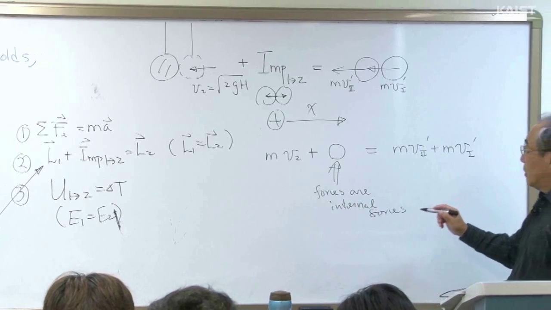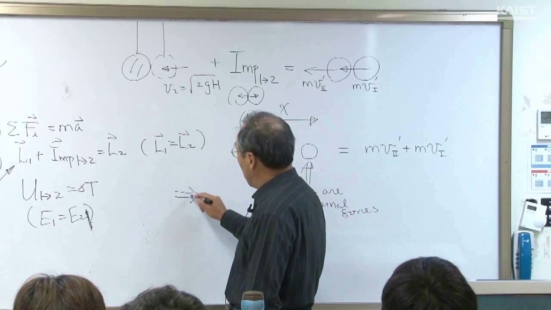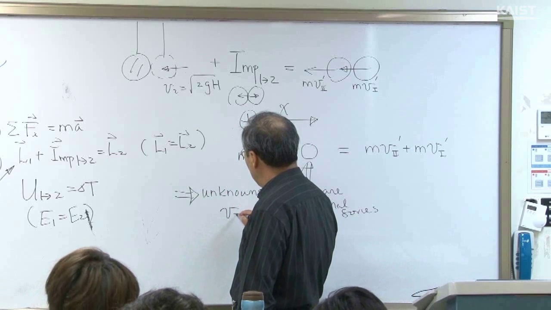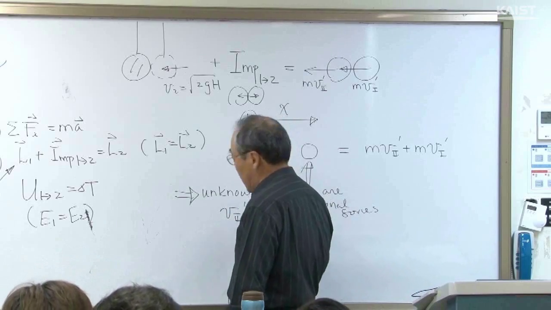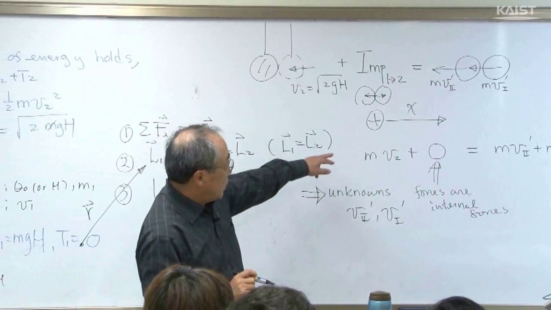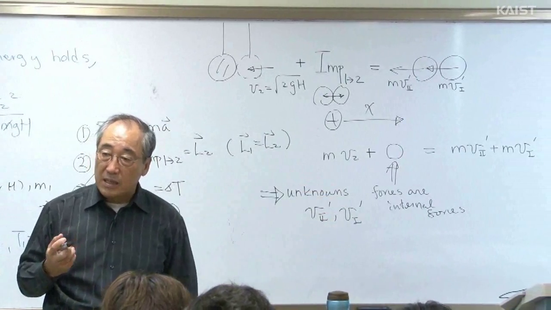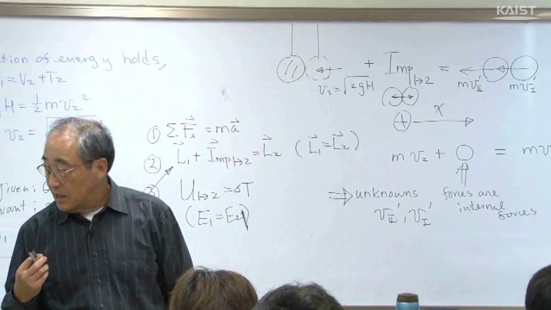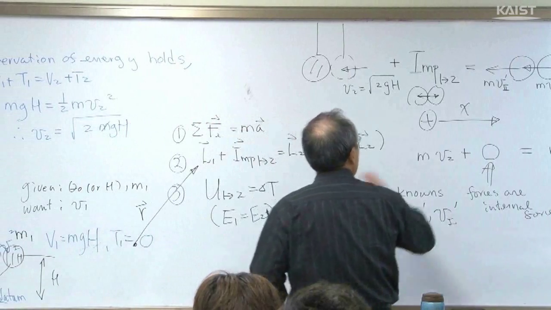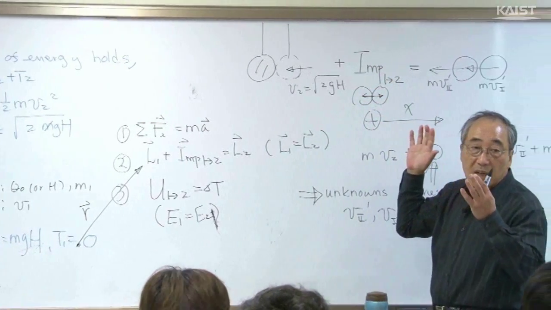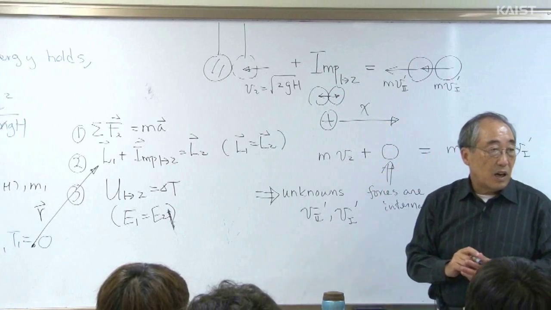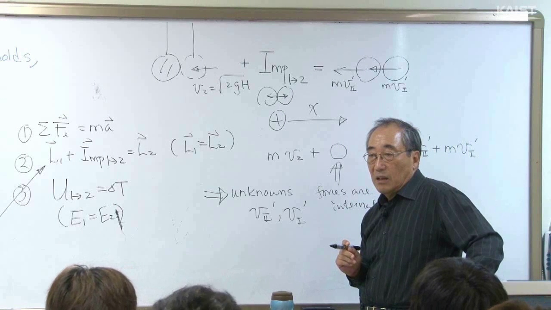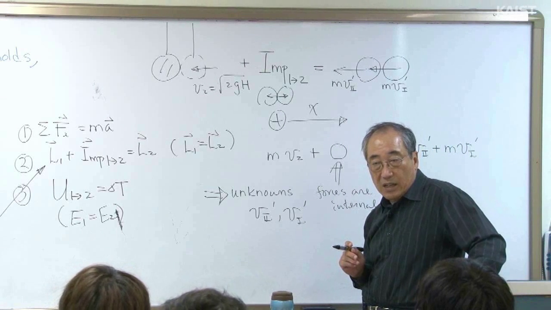Okay, then the unknowns are v2 prime and v1 prime. And we have one equation, therefore we have to invite another equation. What is it? That has to do with how these two masses collide with each other. What kind of condition does it have when it collides with each other?